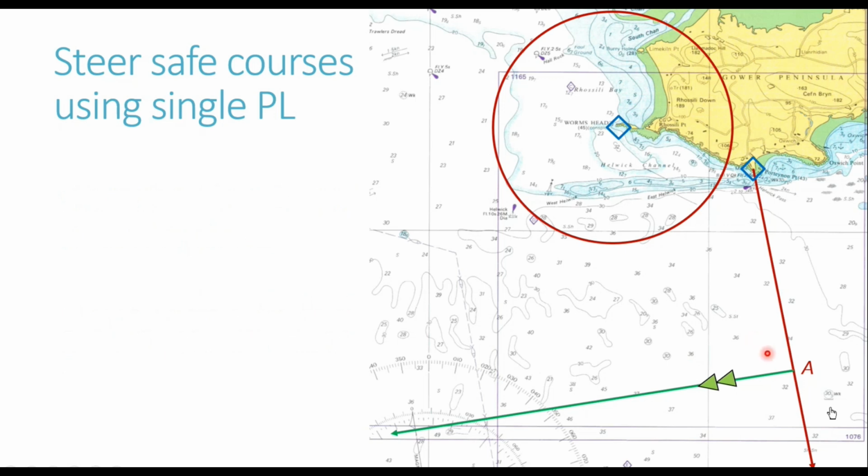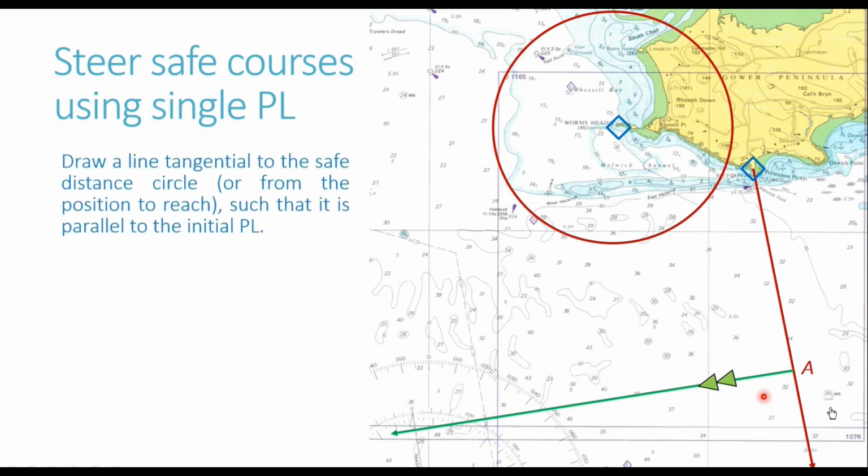We have the initial course made good plotted on the chart now. Now in the next step, we have to draw a tangent to the safe distance circle. We can see the safe distance circle plotted on the chart, centered on the worm's head point. Now we have to draw a tangent to this safe distance circle.